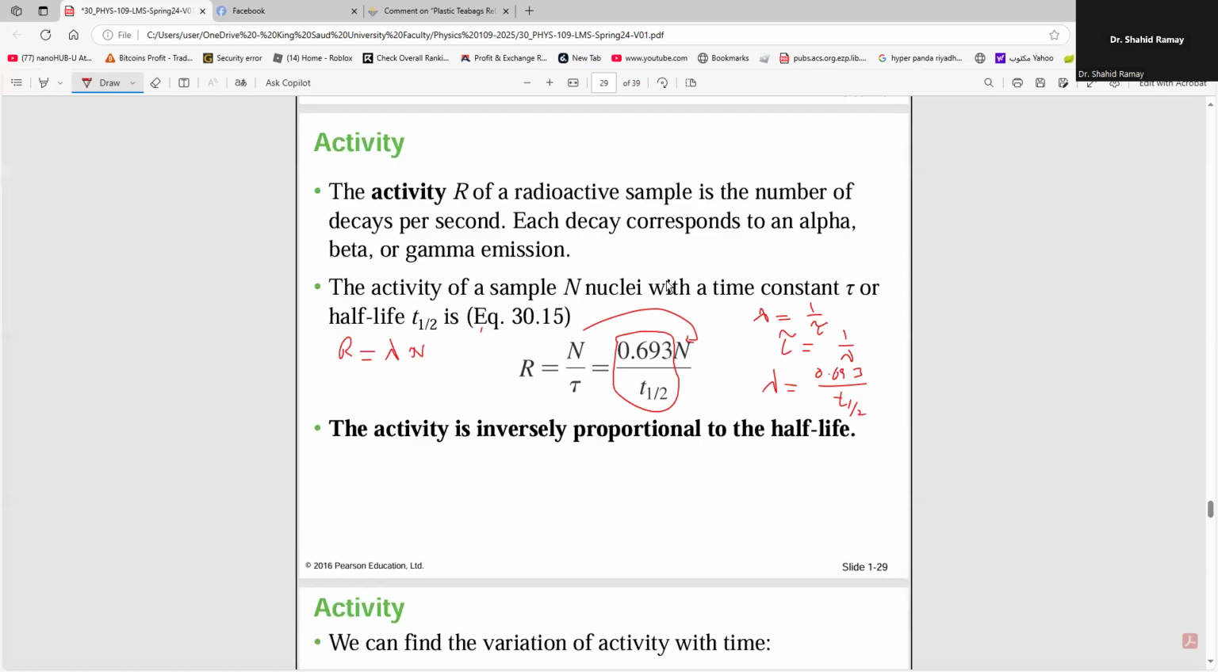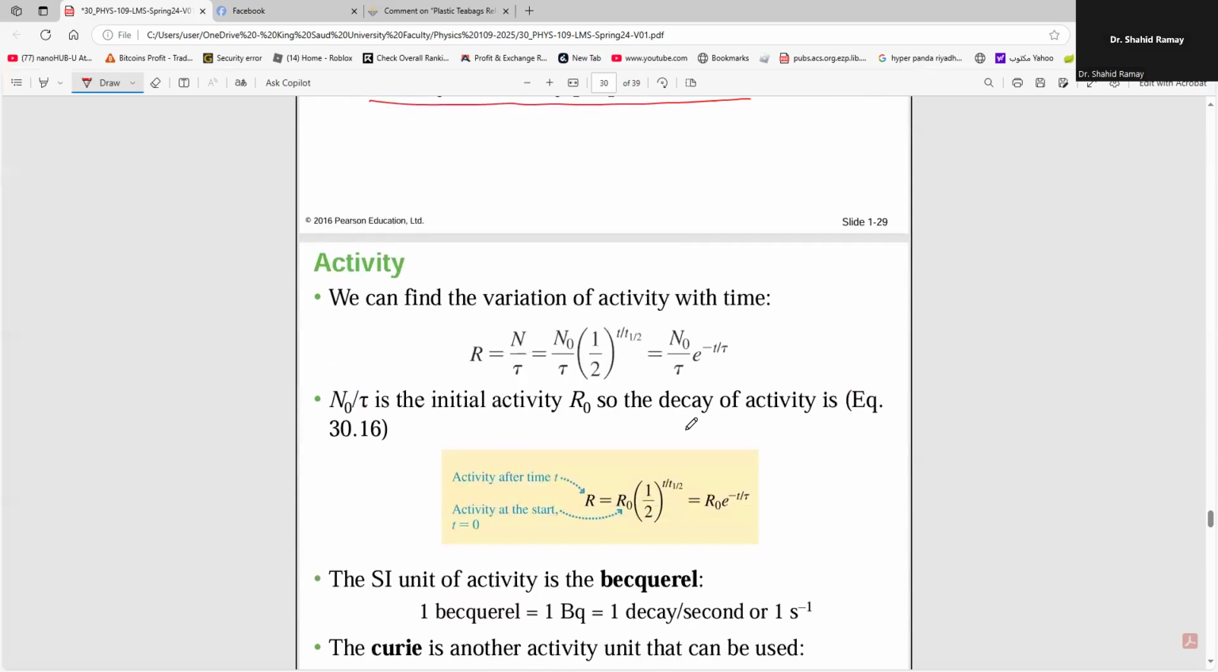R you can write as N over tau. You can write it like this also. Okay. So here activity is inversely proportional to half-life. So you should remember this statement. This is very important.